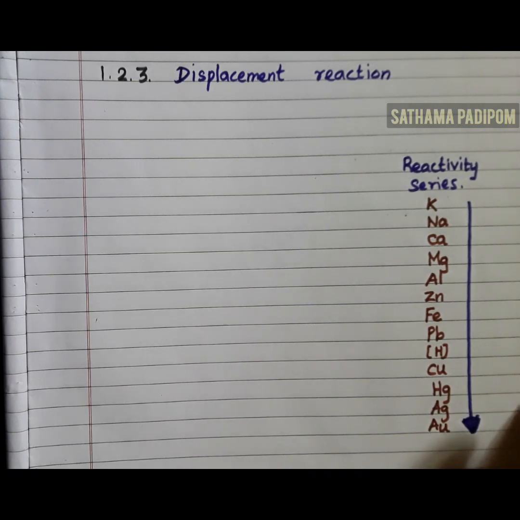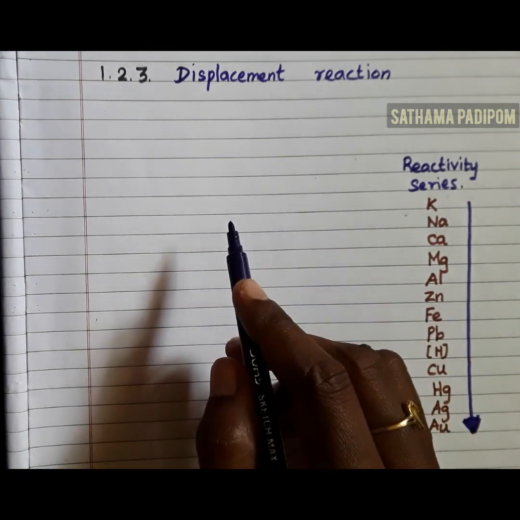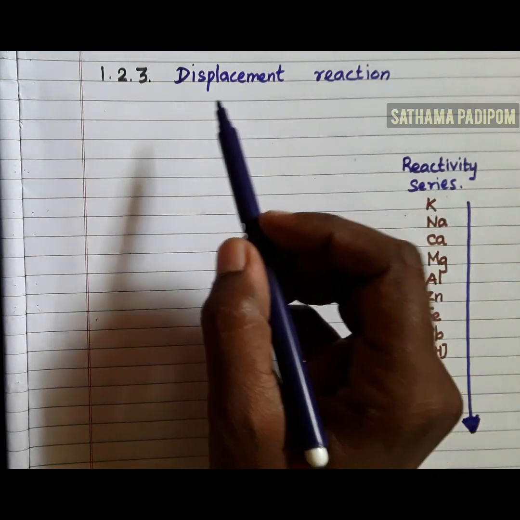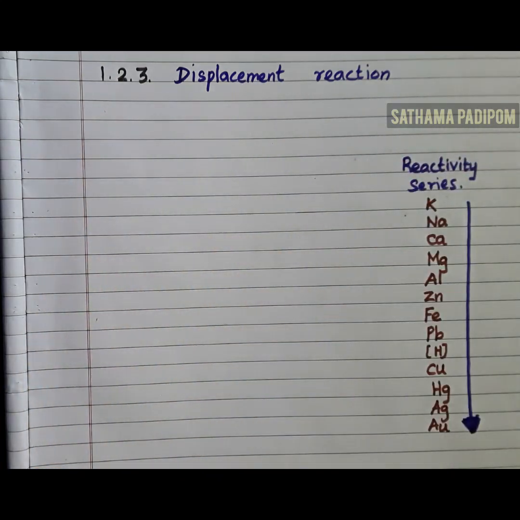So in the last video we discussed combination reaction and decomposition reaction. And in today's video we are going to discuss displacement reaction. Okay, so this is in your NCERT book. You can see that 1.2.3. Okay, so what is the meaning of displacement?